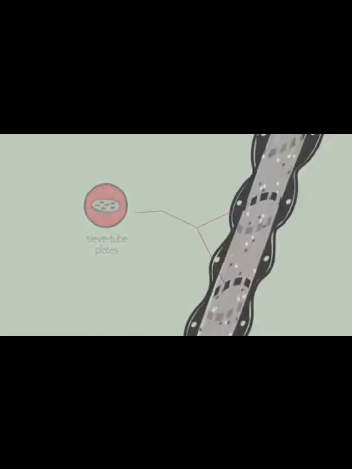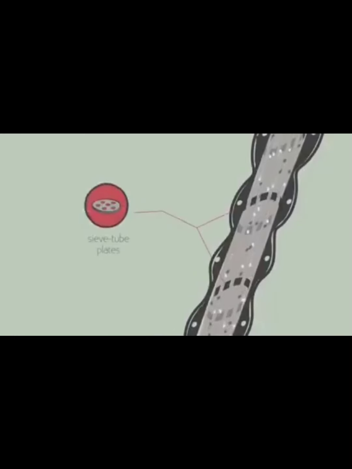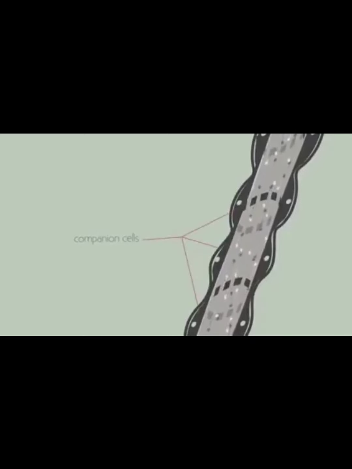Despite the fact that their cytoplasm is actively involved in the conduction of food materials, sieve tube members do not have nuclei at maturity. The activity of the sieve tubes is controlled by companion cells through plasmodesmata.